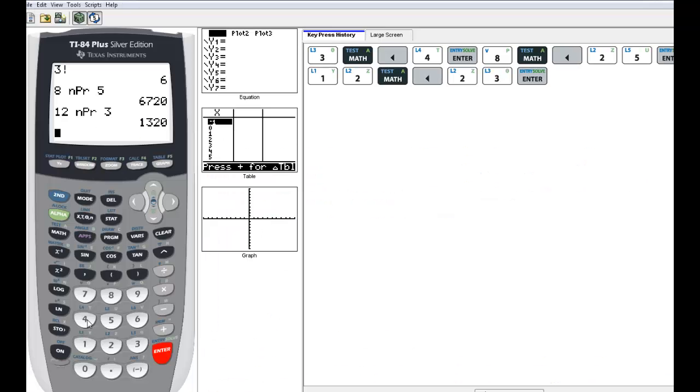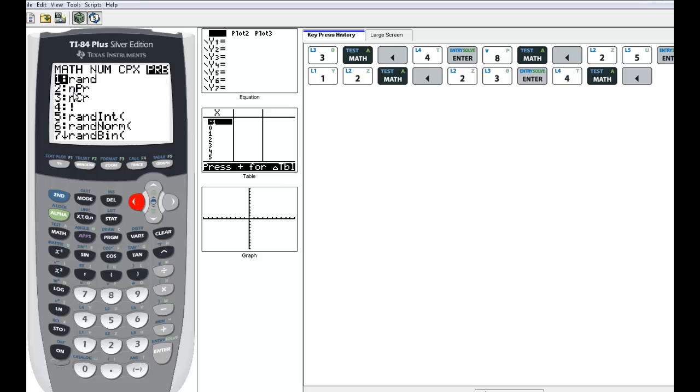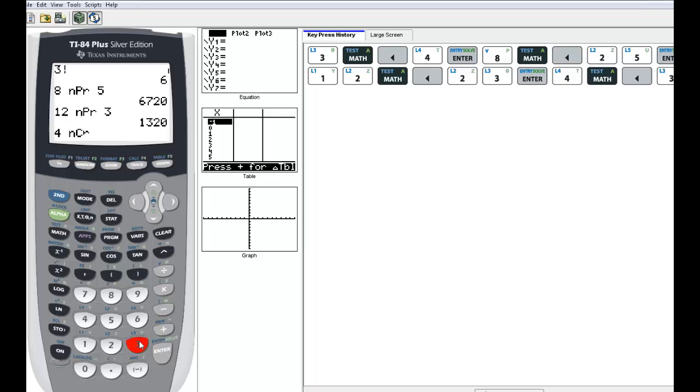Okay, so 4 choose 3, and on the calculator, I would do 4, math, PRB. Going to select number 3, and we're choosing 3. And so we come up with 4. Okay.